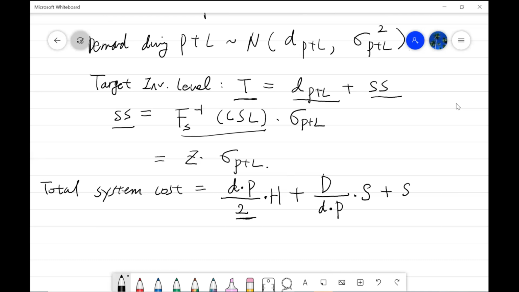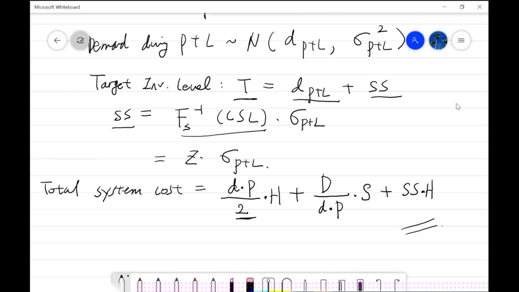And finally, the safety stock cost is easy. All I have to do is multiply the safety stock by H, the unit inventory holding cost. I assume that whether holding cycle inventory or safety stock, the cost itself is the same. I don't differentiate cycle inventory and safety stock in terms of their cost. That way I can calculate the total system cost under the periodic review system.